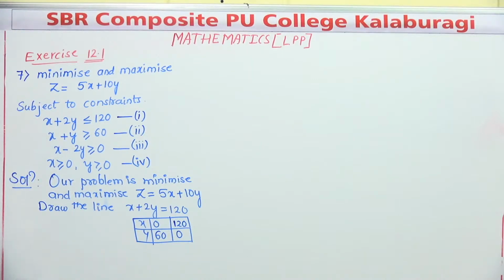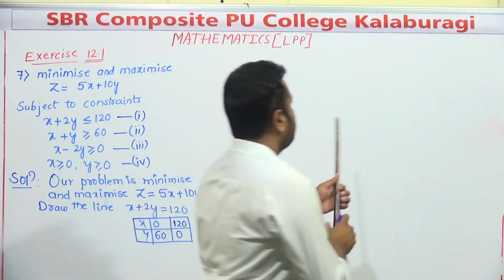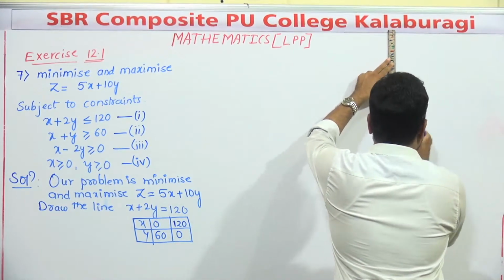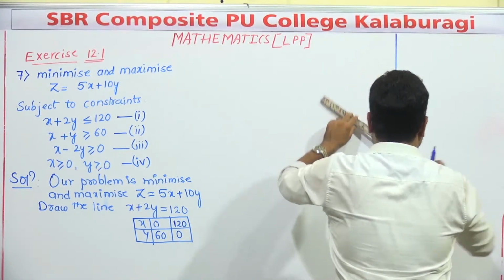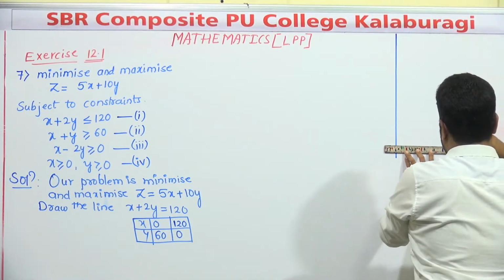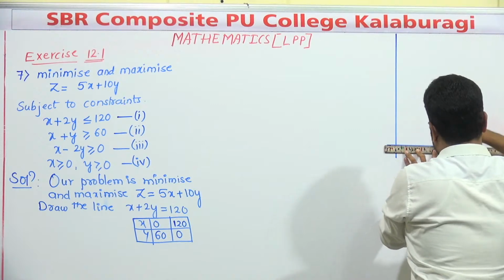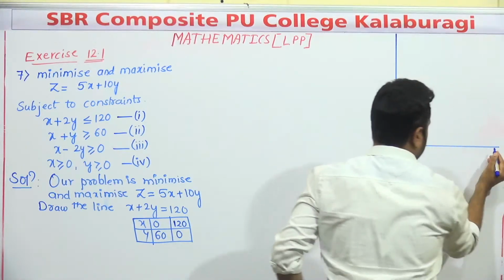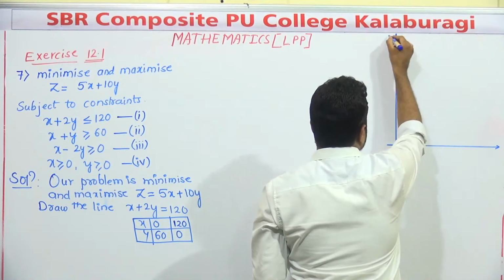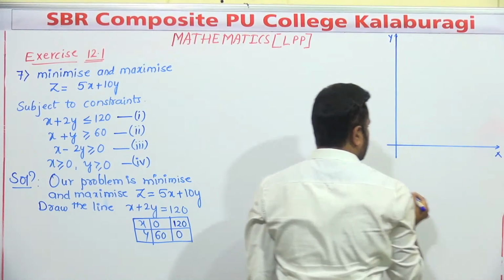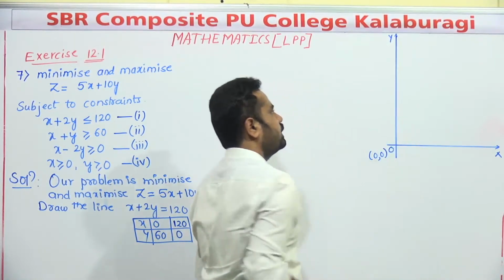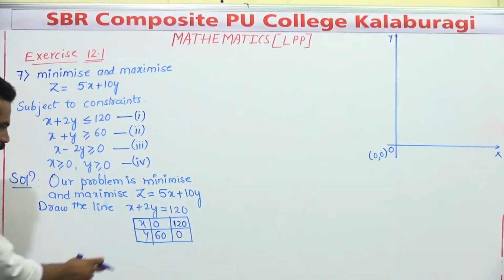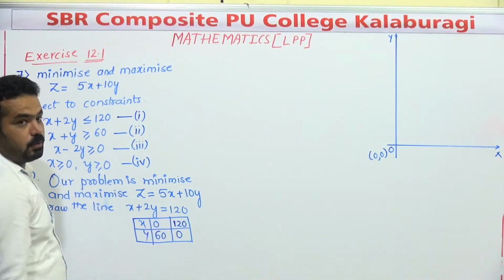Now, after getting these points, we have to draw this line, and for that we want a Cartesian plane. This is our y-axis and this is our x-axis. This is our origin and its coordinates are 0, 0. We want 0, 60 and 120, 0.